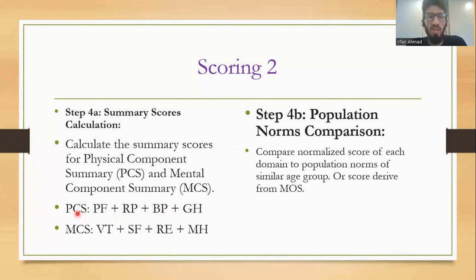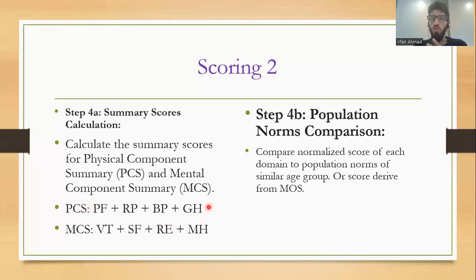So you get the physical component summary. And for the mental component summary, you can sum up the score from the vitality component, the social component, the mental health, and the role emotional component. When you sum these four, you will get the mental component summary, and you will get the physical component summary from summing the domain scores from its four components.